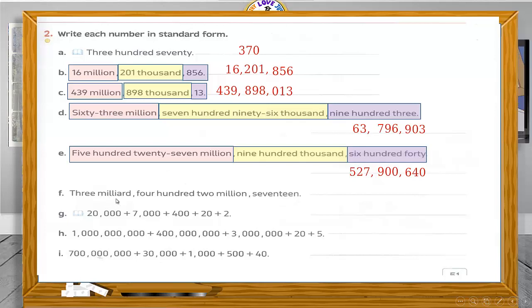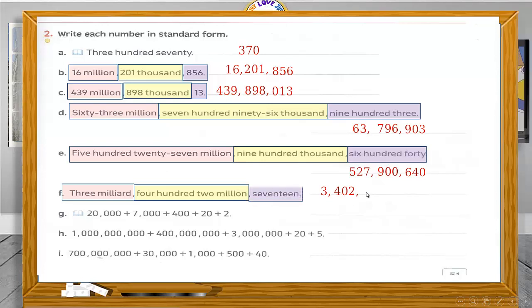3 milliard. You should understand: if you see milliard, that means when you write standard form, put 4 periods. 3 milliard, 402 million. After a milliard we have million. After that we have thousands, but here we don't have any number in the thousands place, so put 3 zeros. In the thousands place, 3 zeros. And in the last period we have 700, with 0 in the hundreds place.